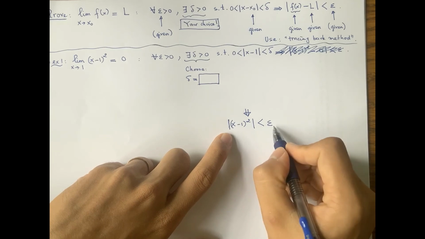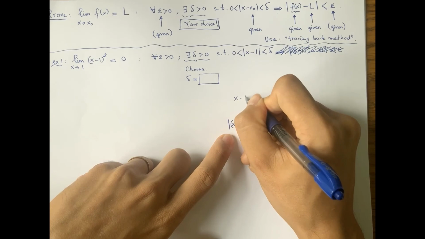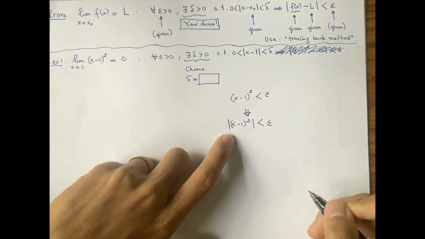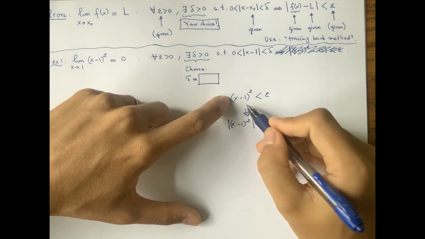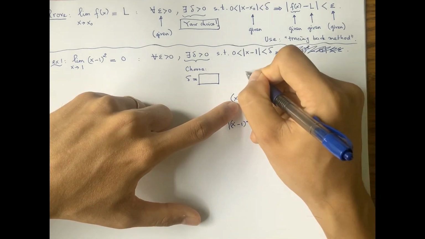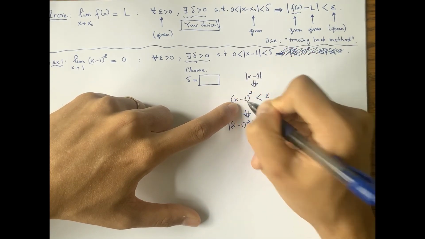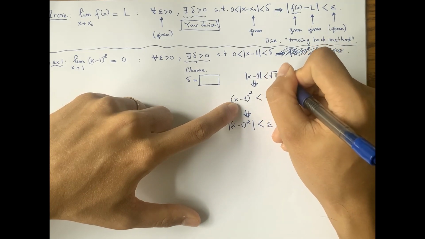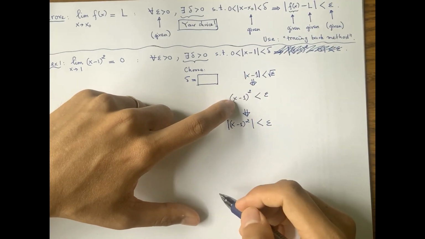If you want this to happen, isn't it that you just need (x minus 1) squared to be less than epsilon? That's it, because the square is always positive. If you want the square to be less than epsilon, it just means that you only need the absolute value of x minus 1 to be less than the square root of epsilon. If you have this, then you immediately have this. You just square both sides.